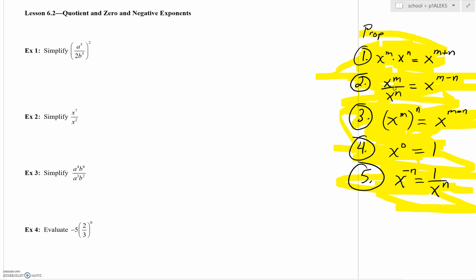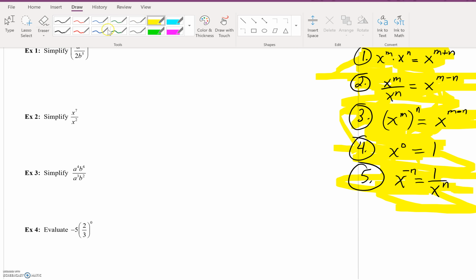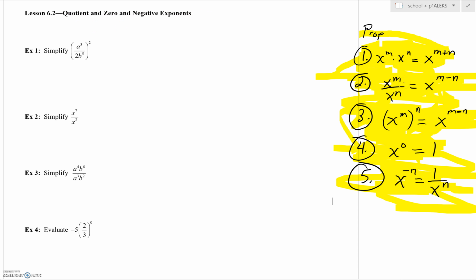Look at property number 1. If you had x to the m times x to the n, this is where you add your powers. Property number 2, if you're going to divide x to the m over x to the n, this is where you could write 1x and then subtract your powers. Property number 3, a power to a power, x to the m raised to the n, write that as x to the m times n.